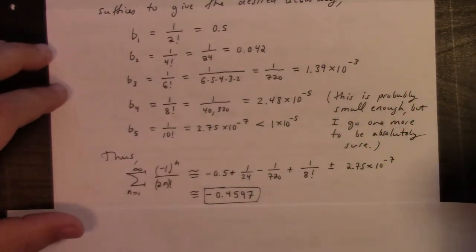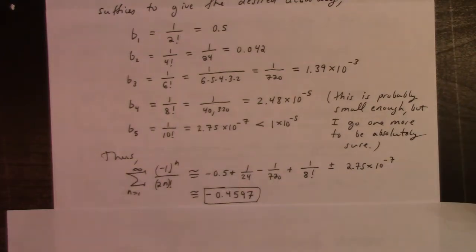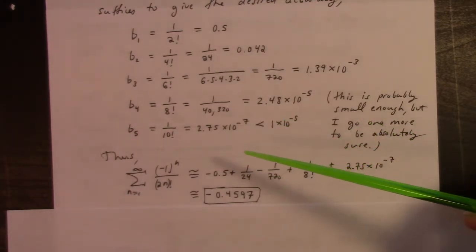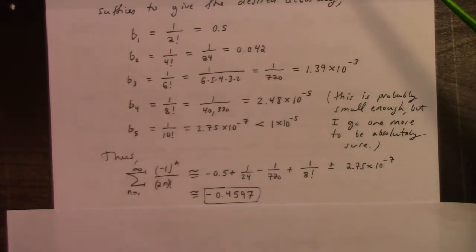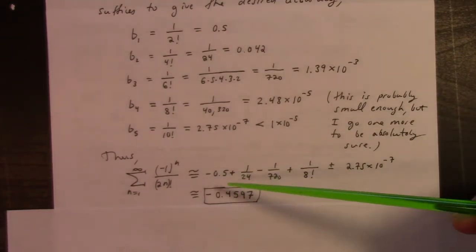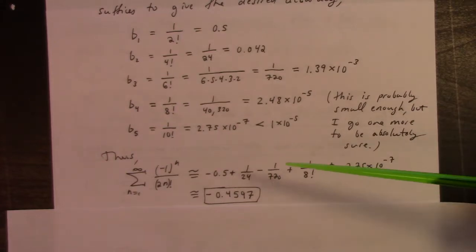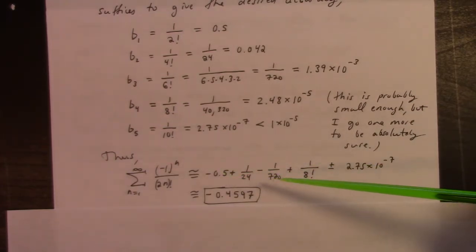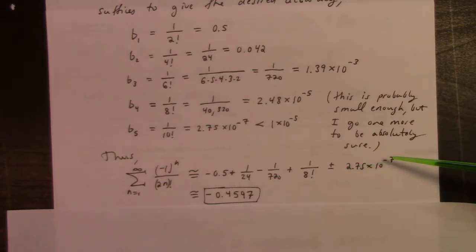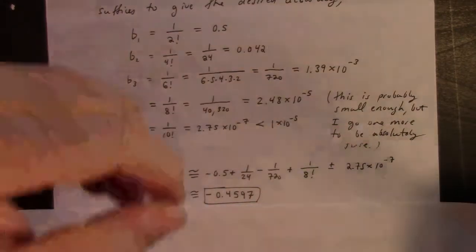So there you have it. If we want to approximate the sum of (-1)^n over (2n) factorial, well, our original aim was 4 certain decimal places, but I think this is actually, if I kept more decimals, I would have 6 certain decimals. Oh well. Plus or minus 2.75 times 10 to the minus 7th is what the alternating series estimation test tells us here.